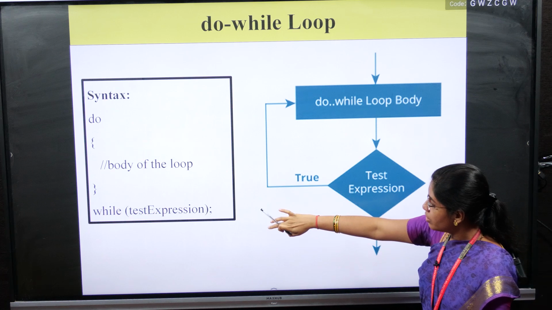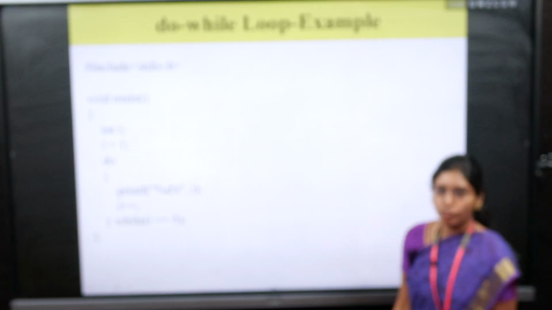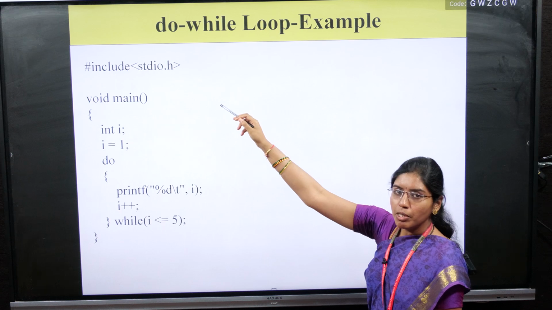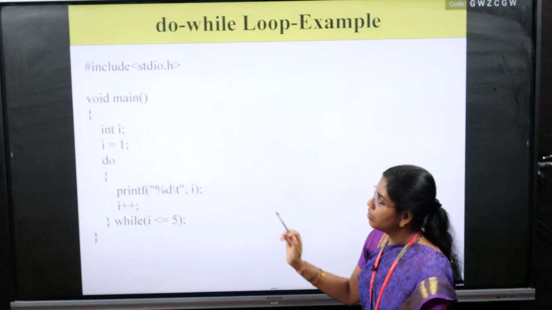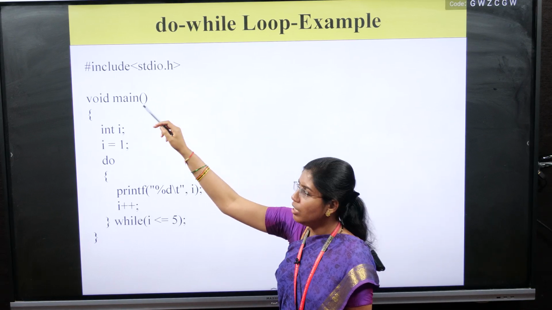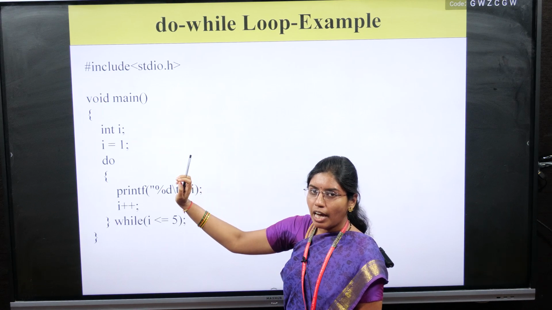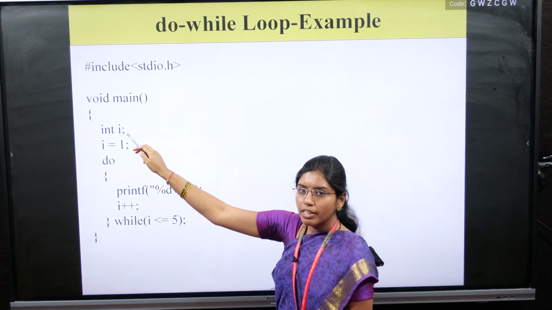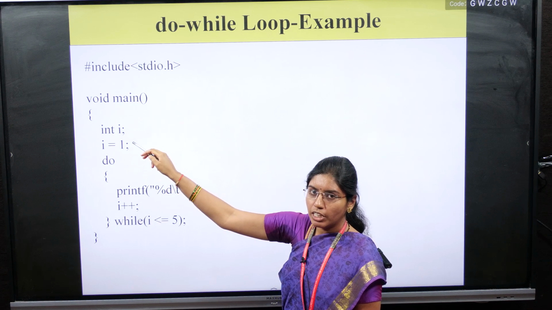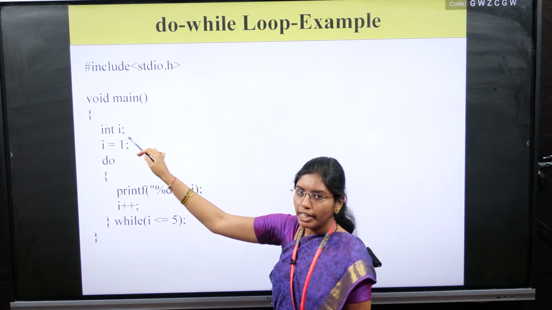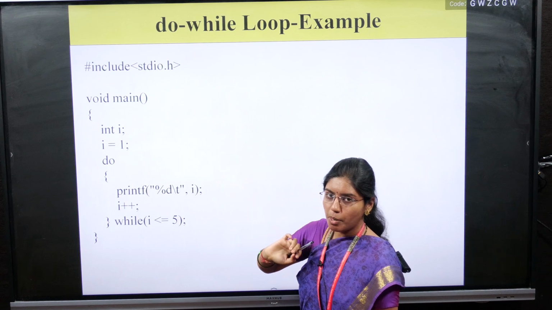We'll see the same example that we discussed for the while loop, that is to print the numbers 1 to 5. Here this is your header file and main function. Now again you are going to declare int i equals 1. Initialization can also be done at the time of declaration, for example int i = 1, ending with a semicolon.